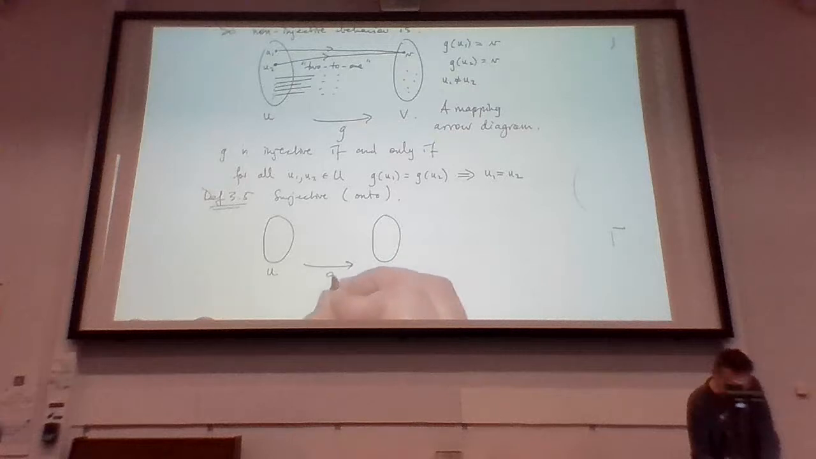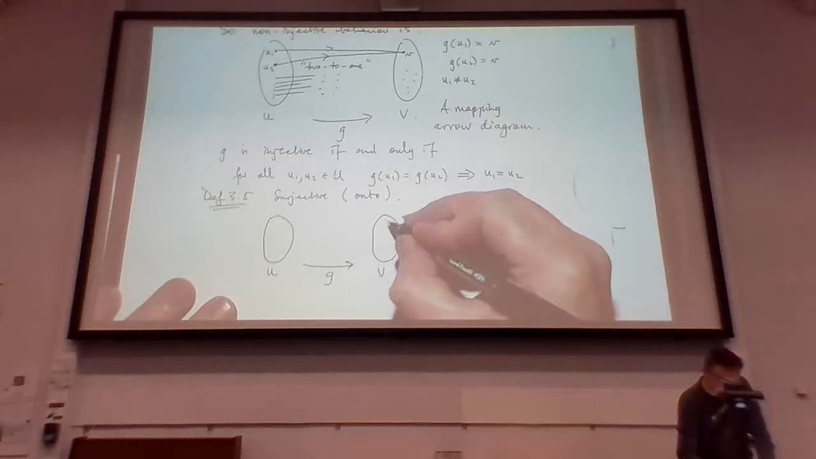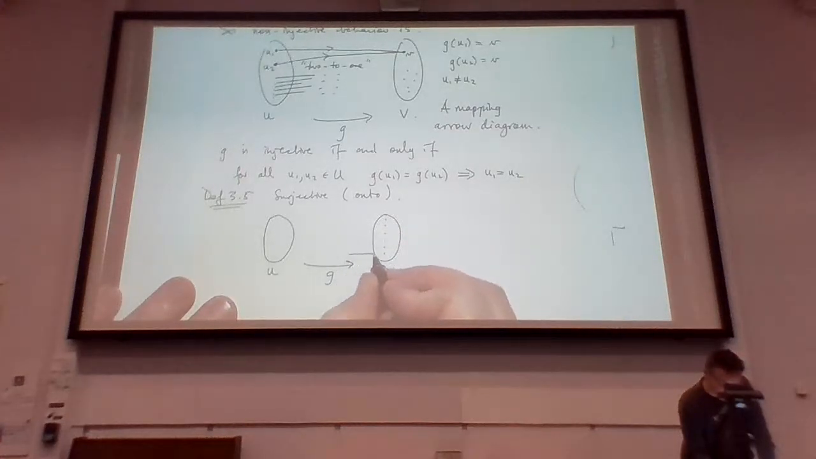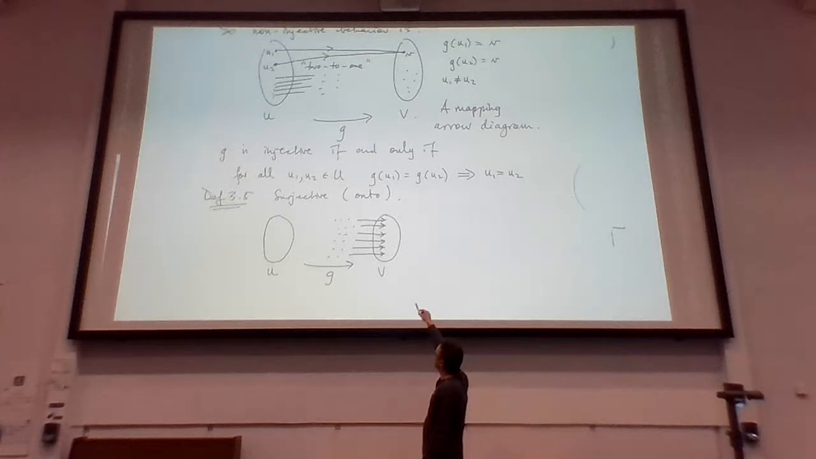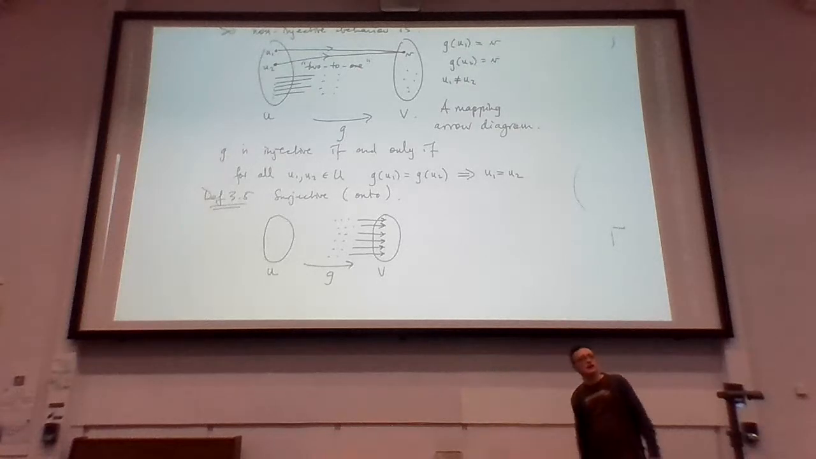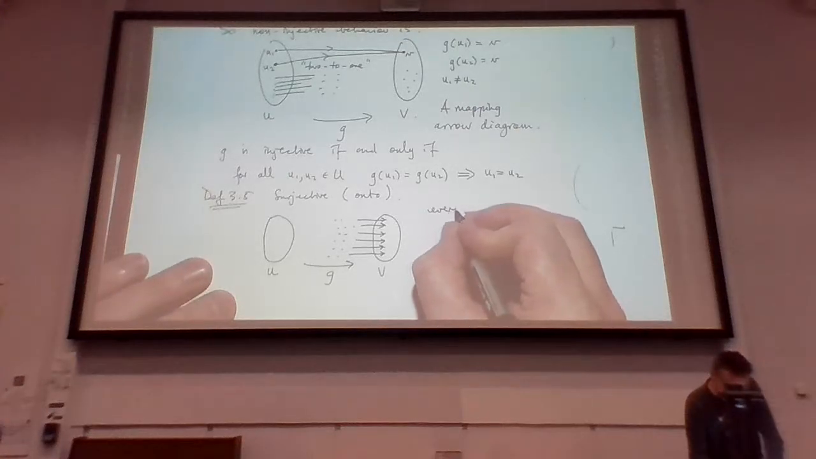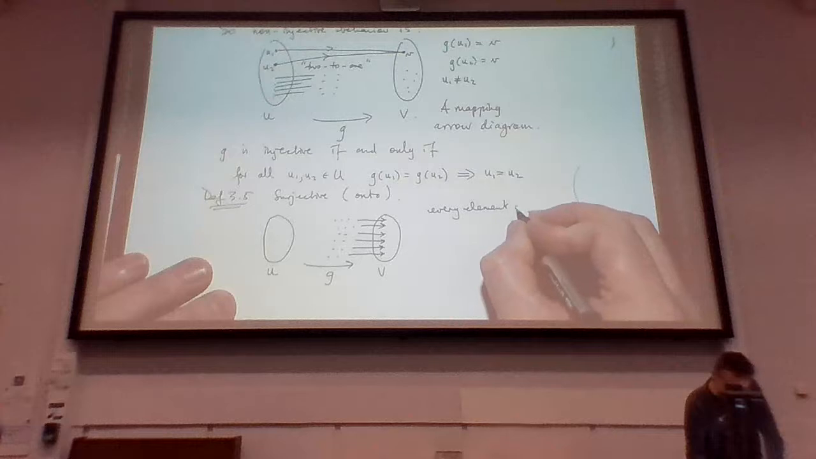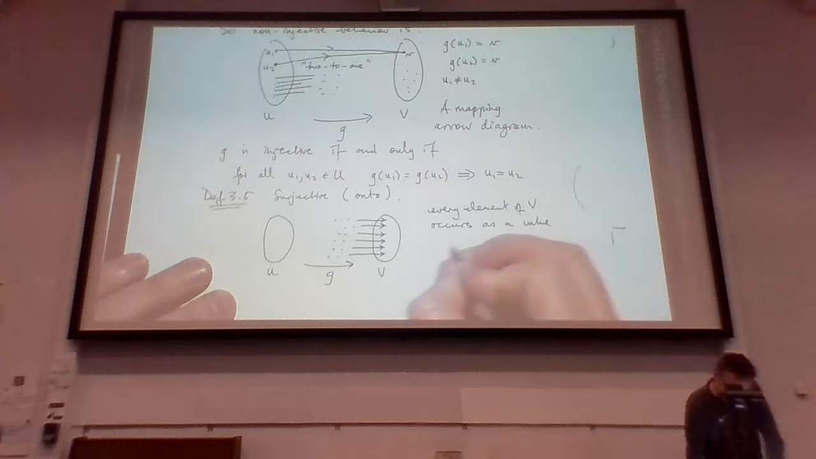So again, with this kind of mapping diagram, you've got your domain and codomain of the function. If everything in here has an arrow coming into it, if there are no lonely elements of the codomain that don't occur as values of the function, then it's surjective. So every element of the codomain B occurs as a value of G.